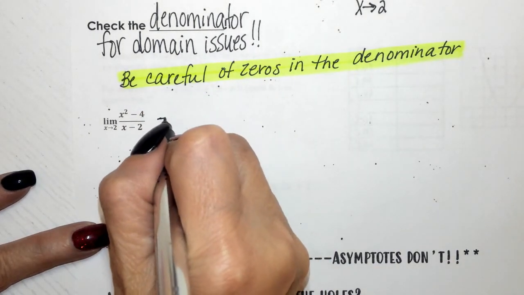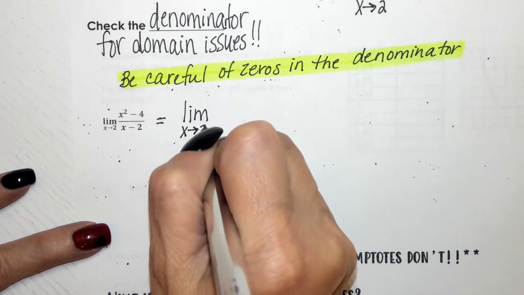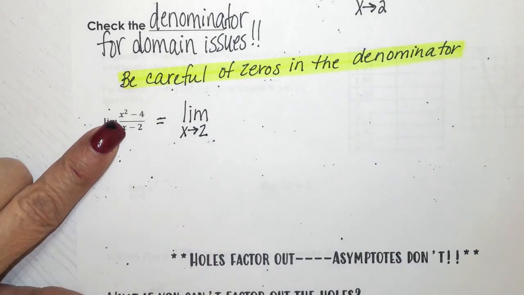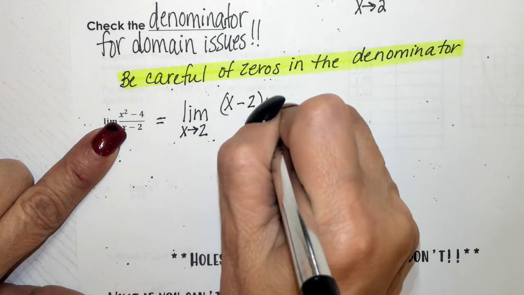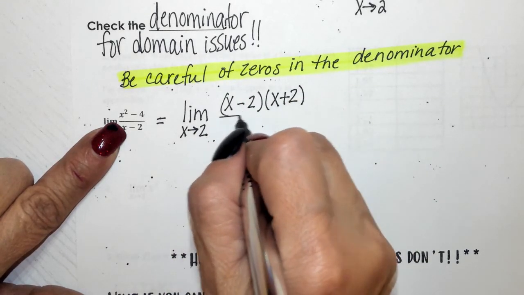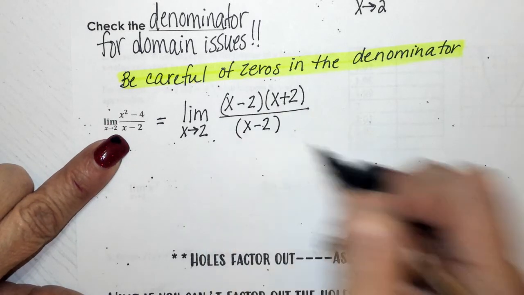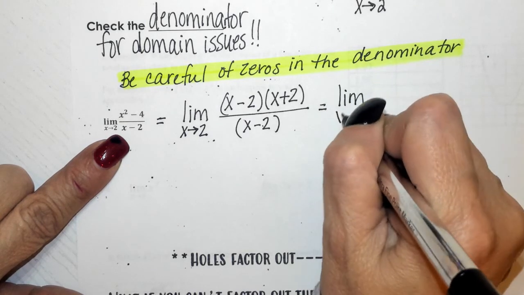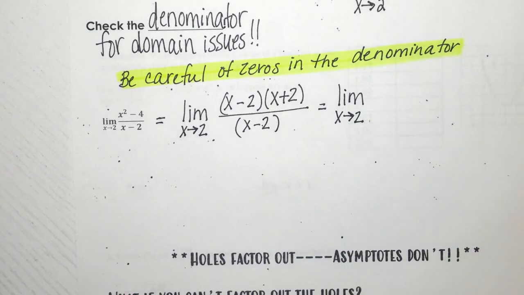So here's what I'm going to say. I'm going to say the limit as x approaches 2, but I'm going to take x squared minus 4 and say, you know what? That's the difference of perfect squares. That's x minus 2 times x plus 2 over x minus 2. Let's see. That's the limit as x approaches 2. Well, let's see what happens.